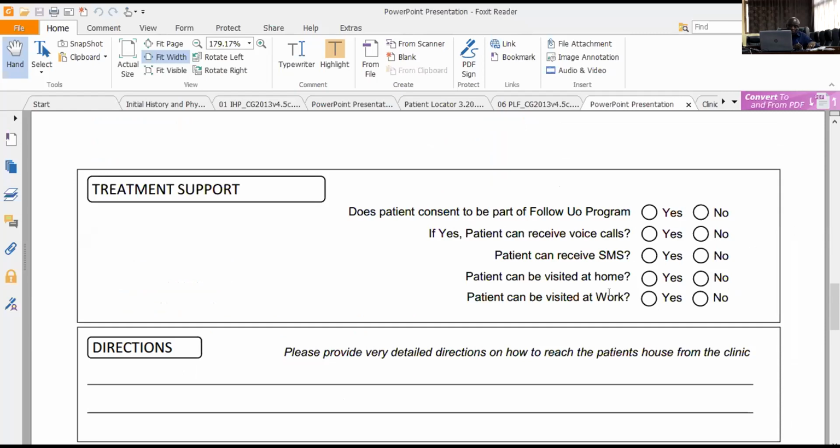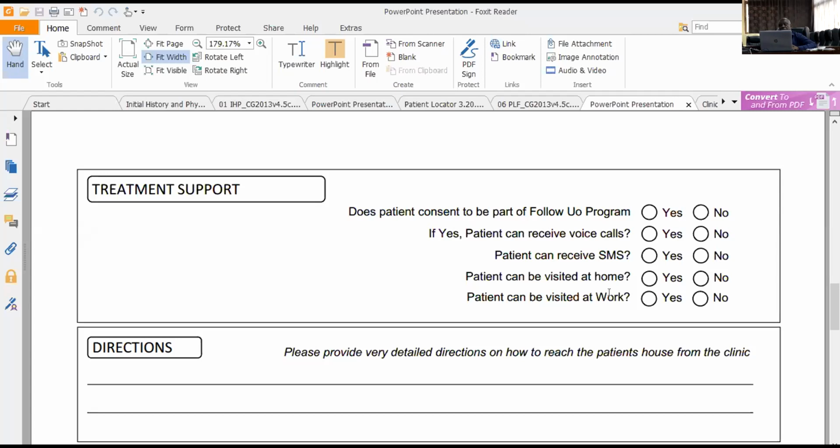Oh, okay. I'm not too sure I am following your question on this one. When we look at the treatment supporter part, these questions, are they for the supporter or for the patient? These are questions for the patient.